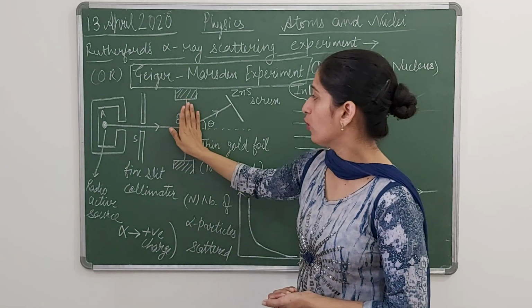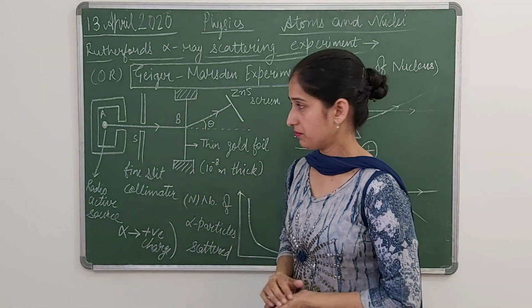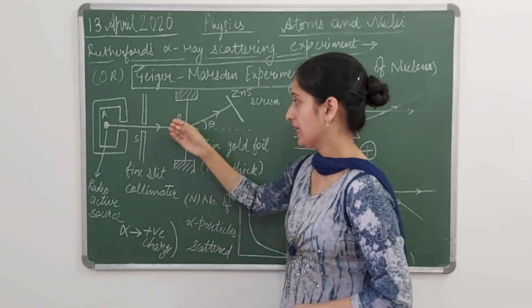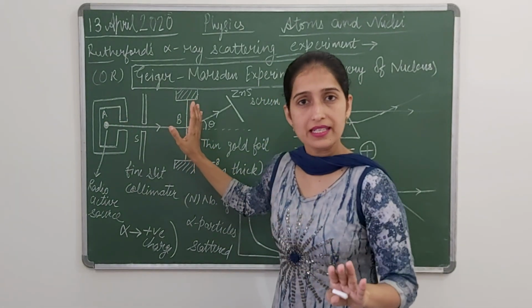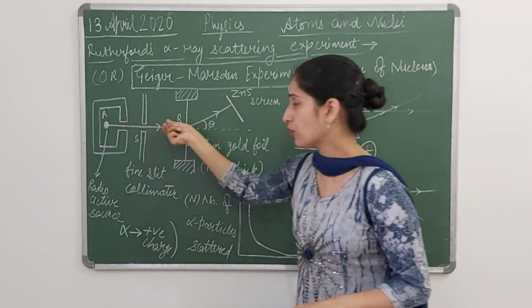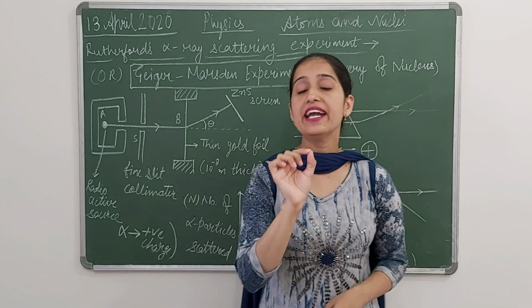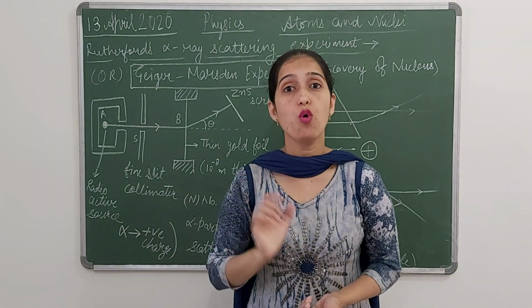Suppose we are not using this gold foil. Alpha rays are coming from there, they are moving straight. Nothing is there, no obstacle is there. That means this ray will go straight, and on photographic film we get a very bright spot of light.